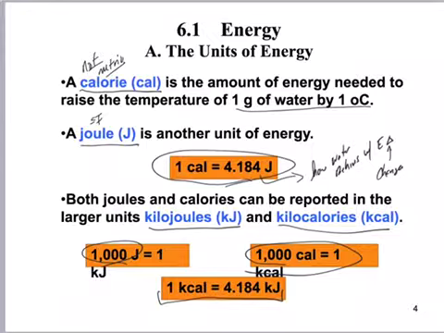Now, this is also important when we talk about calories in terms of nutrition. The big calorie versus the little calorie. Big C versus little c. This is 1 kcal. The big C, this is your nutritional calorie, and the little c is your little calorie. Okay? So they're not the same unit. When you talk about calorie content in foods, you're actually talking about kcals.